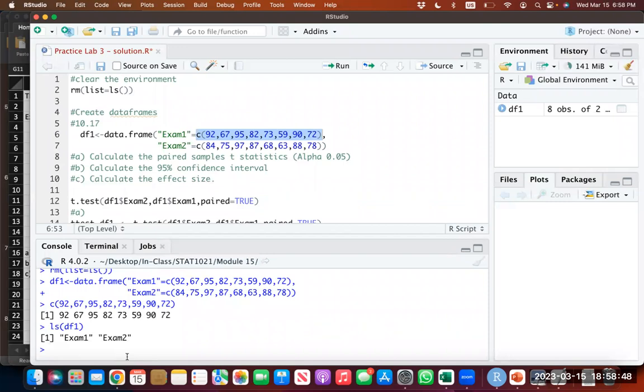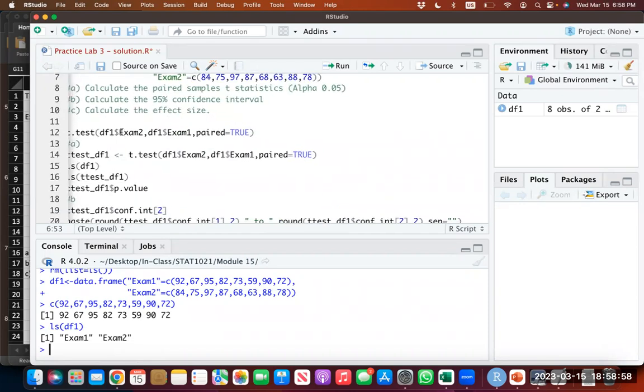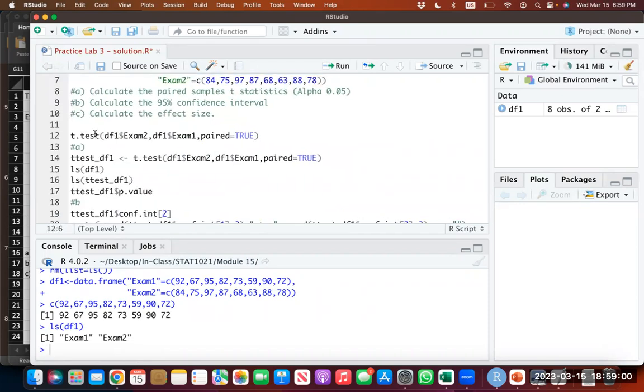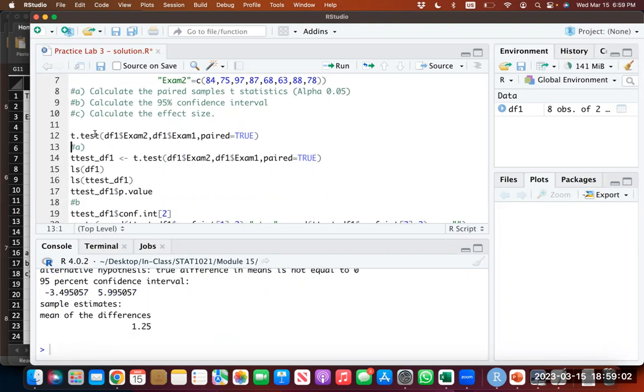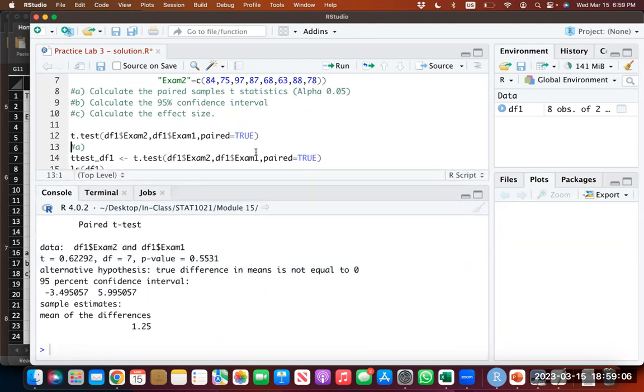So it contains two sub-objects within the object, exam1 and exam2, that you can now utilize in line 12 to calculate a paired sample t-test, and that's the t-test command. Pay attention to paired equals TRUE. You need to tell R that it's a paired sample t-test. Once you do that, it gives you a paired test.